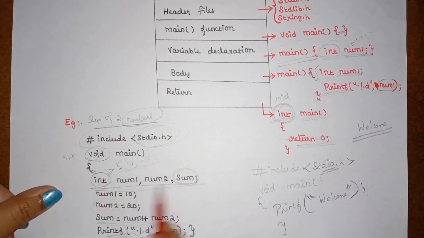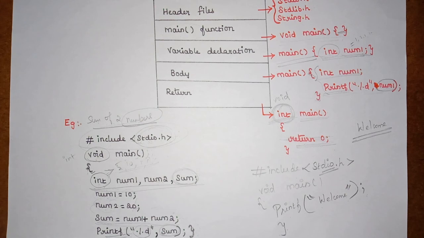But in each and every statement inside that main function, you have to use a semicolon to indicate the end of the statement. If you don't use this semicolon properly, or if you are using a semicolon unwantedly, then you will be notified with an error. So you'll get an error if you're not using semicolons properly. So this is all about the structure of a C program.